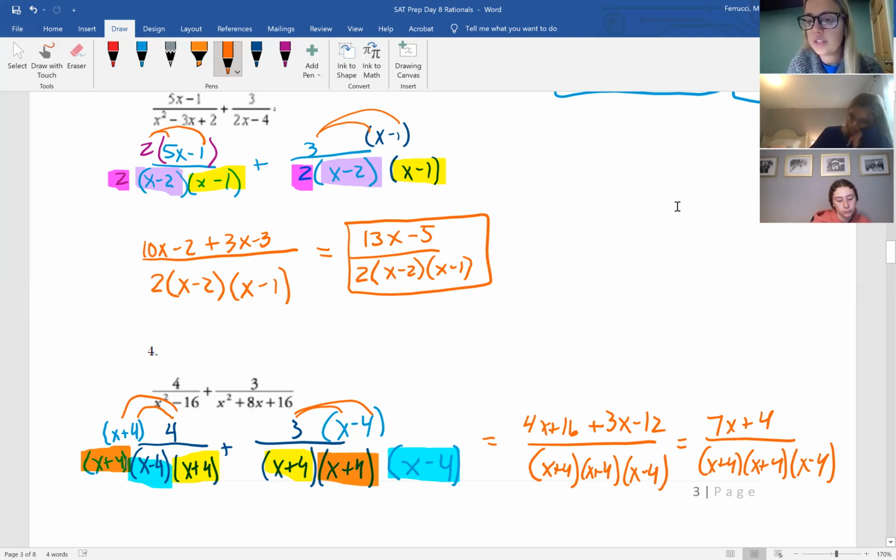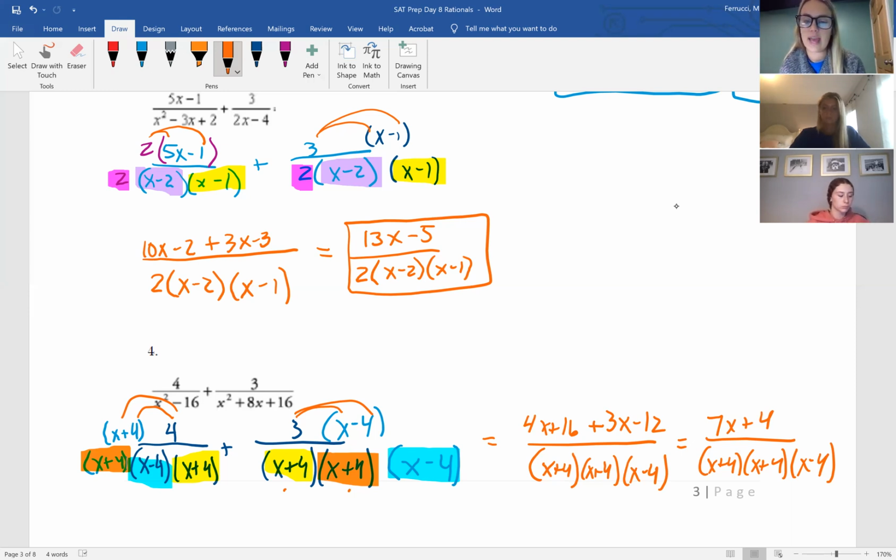Okay, so once you get the common denominator, which they should both have two of the x plus 4 factors, because there's 2 on the right side, meaning there's got to be 2 on the left side. And then you would also have an x minus 4. So the left side was missing an x plus 4, so you would distribute the 4 to the x plus 4 on the top. And then the right-hand side was missing an x minus 4, so you distribute the 3 to the x minus 4 on the top.